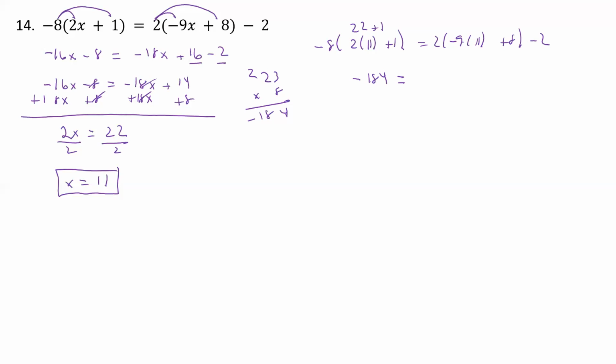Now, what do we have on the right? Well, here that's going to be a -99 plus 8. Well, 99 minus 8 is going to be 91, and it's negative. So now we have to take that times 2. That's a 2. And then that's going to be 18. So that's a -182. Well, then we have this -2. So it's going to be a -184. That's what we had here. So that does check, and that should be the correct answer.